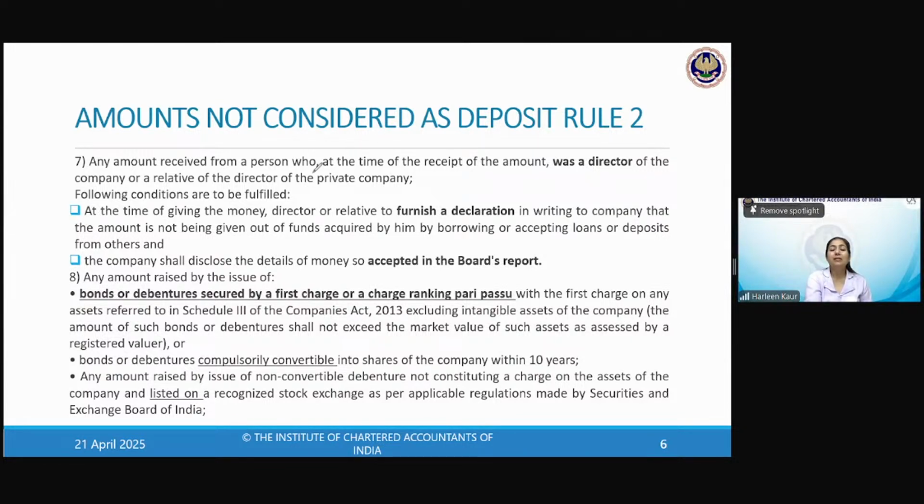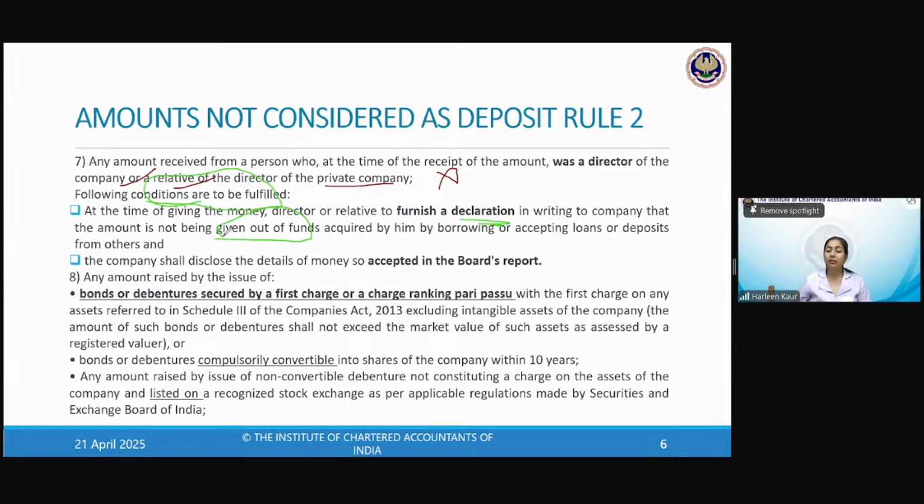Amount received from a person who was a director. Any amount which we are receiving from a director or even his relative of a private company will not be considered as a deposit. Why? Because two conditions have to be fulfilled. Number one, when this director was giving the money, he has to give a declaration in writing that this money is not given out of funds acquired by borrowing or accepting loans from others.